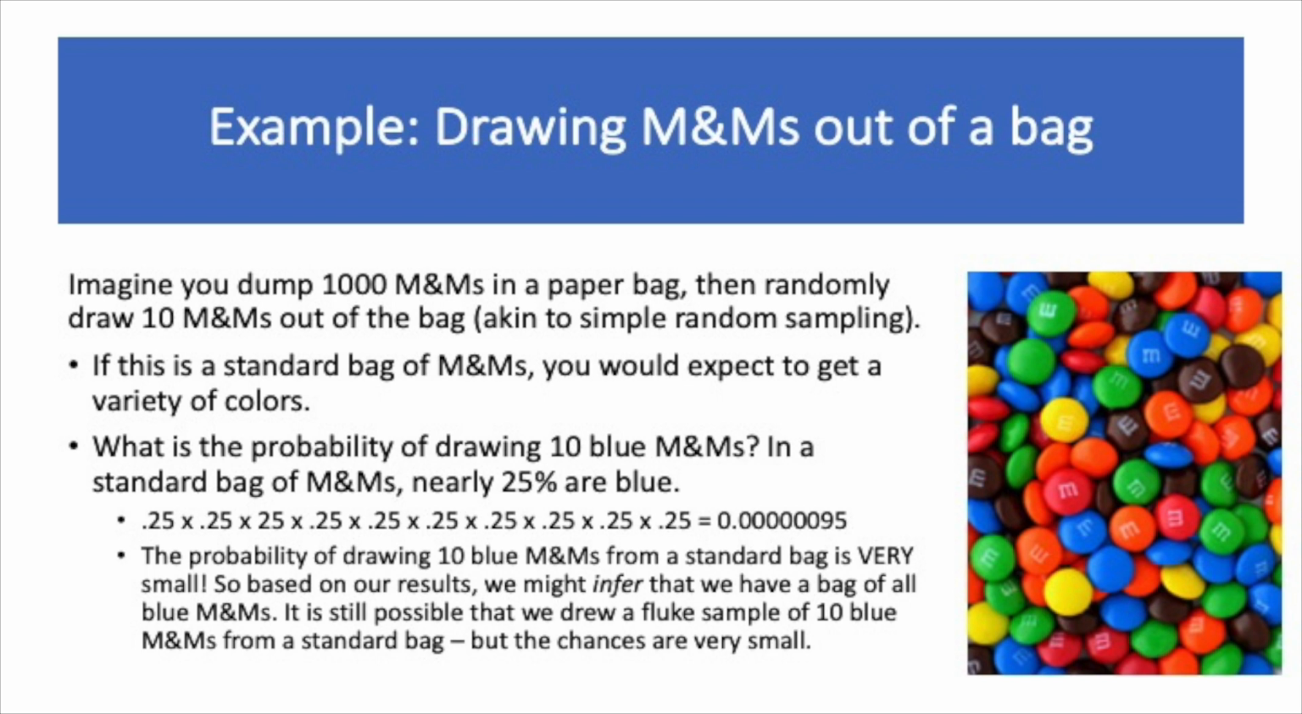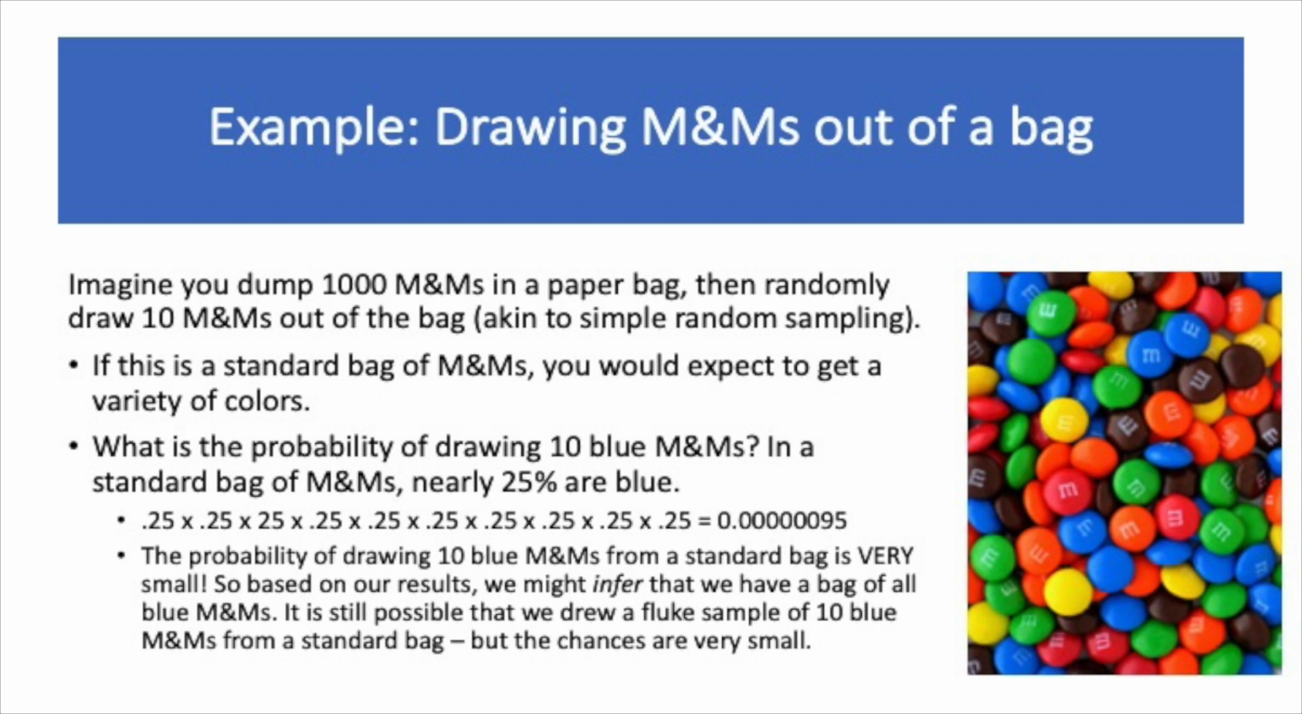they look like, and then you randomly draw 10 M&Ms out of that bag, which is akin to a simple random sampling. It's not a very big sample, so probably not the best idea to just draw 10 and draw a conclusion from that, but that's beside the point. Let's say you're drawing 10 M&Ms out of that bag. If this is a standard bag of M&Ms, then you would expect to get a variety of colors, right? Maybe a couple of blue, a couple of green, brown, and so on, if it were a standard bag.